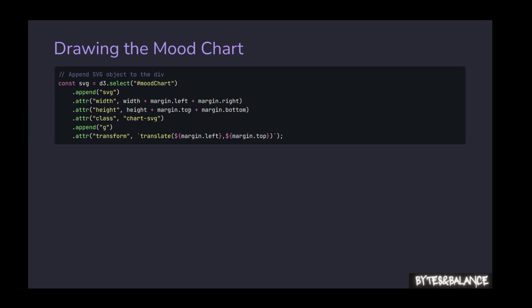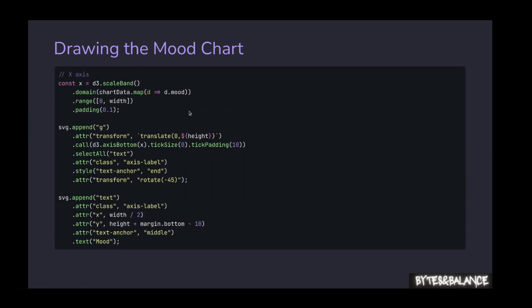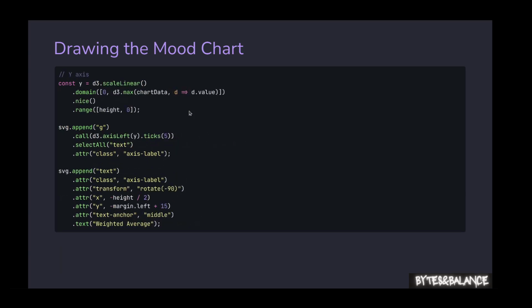And then also we have the X and Y axis. Because the X-axis is mood categories, that's why we're using scale band. And for the Y-axis, because it's our mood values, that's why we're using this linear scale.